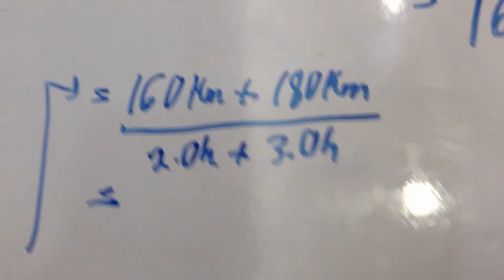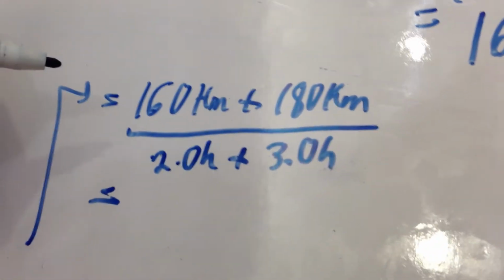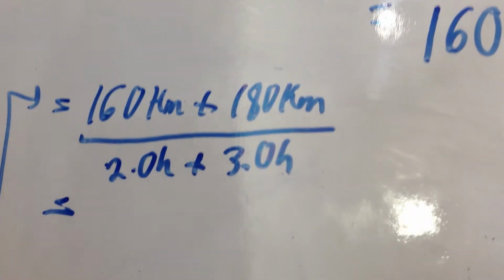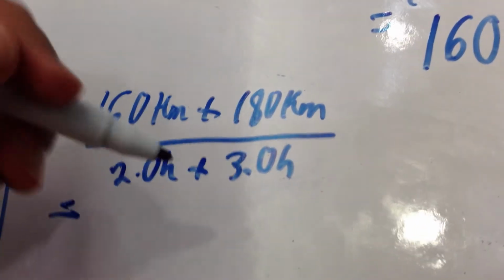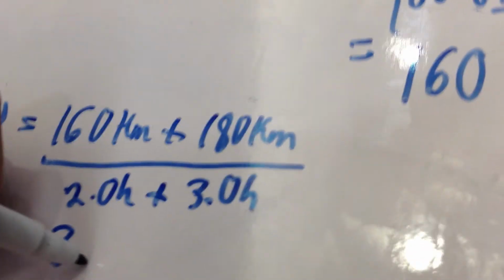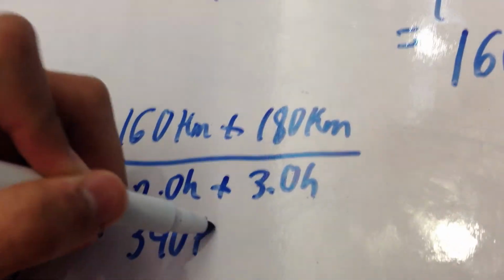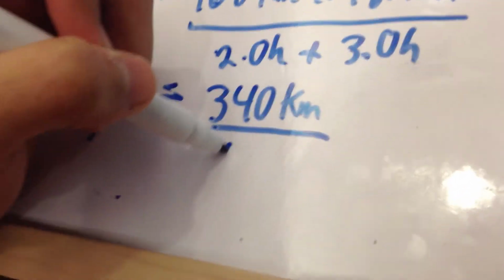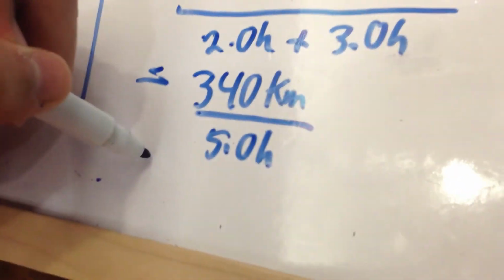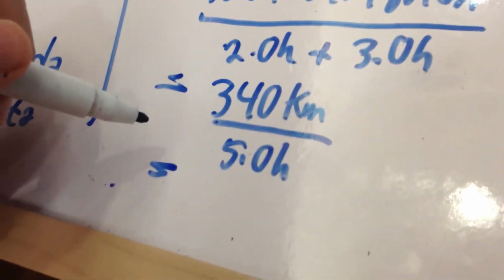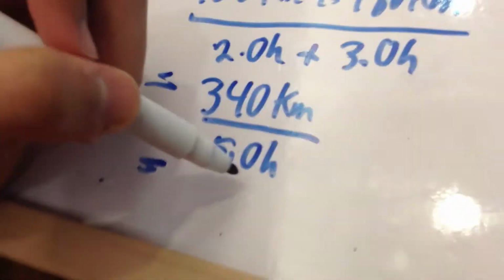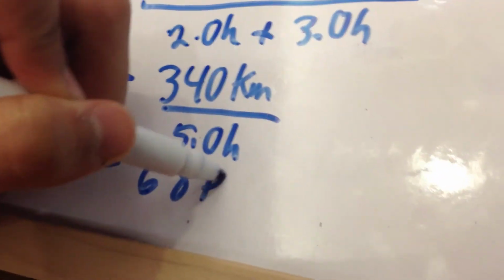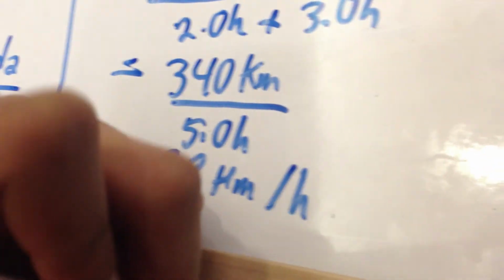Now if we take out our calculator, we figure out that this is 340 kilometers, and the bottom part is equal to 5.0 hours. When we divide this, we would get 68 kilometers an hour.